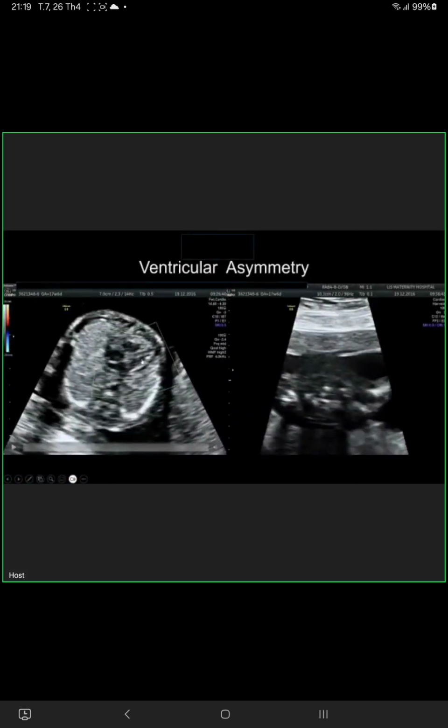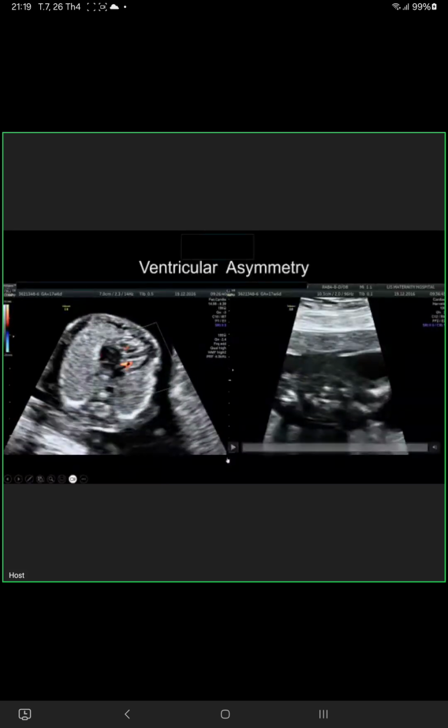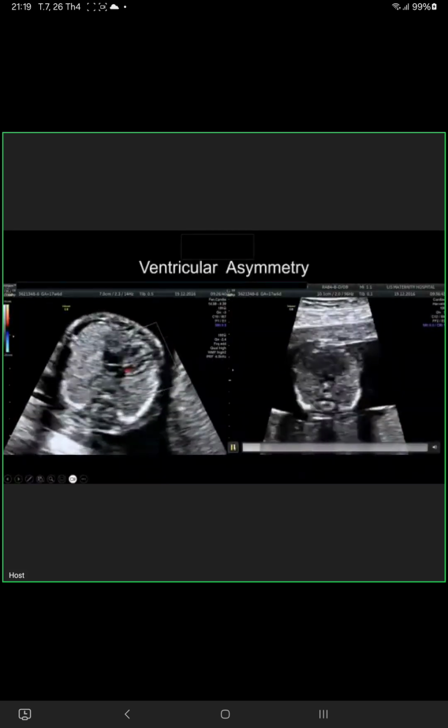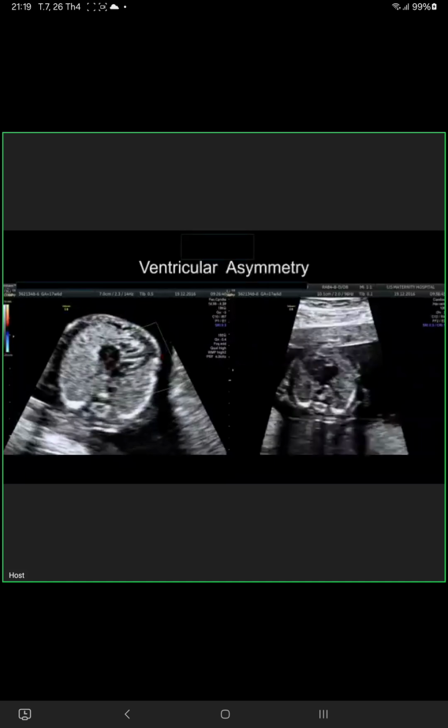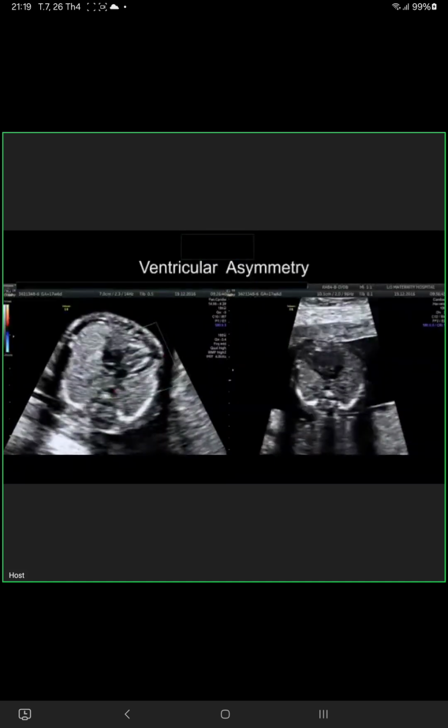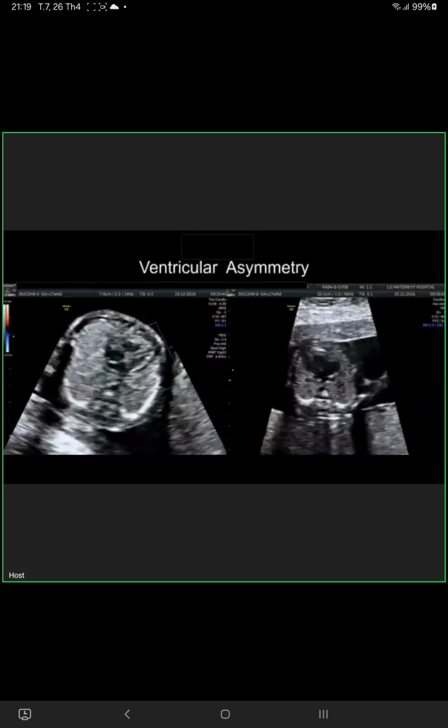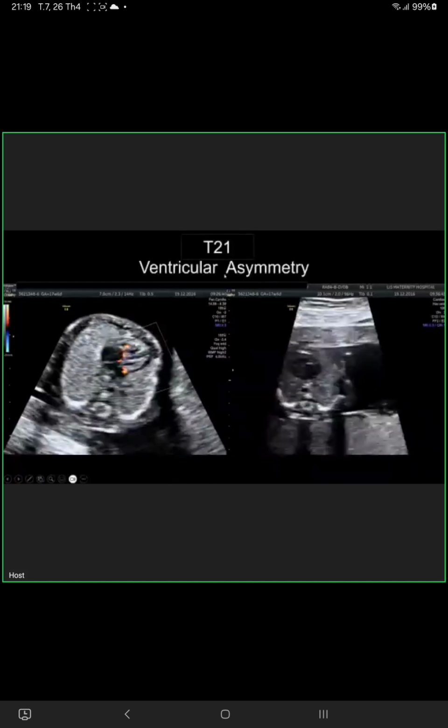The next case, only finding in this fetus was asymmetry of four-chamber view. Very subtle, very small. The patient did amniocentesis. It was T21.